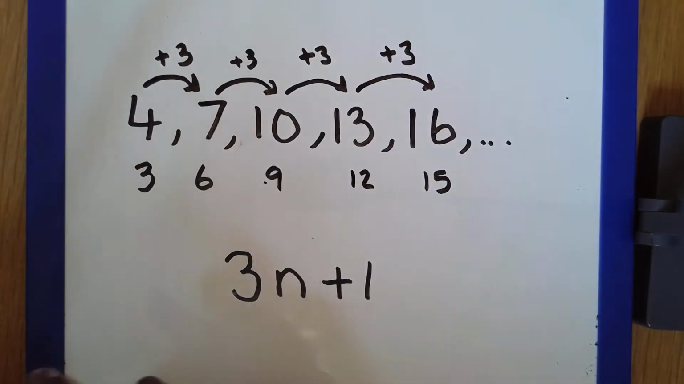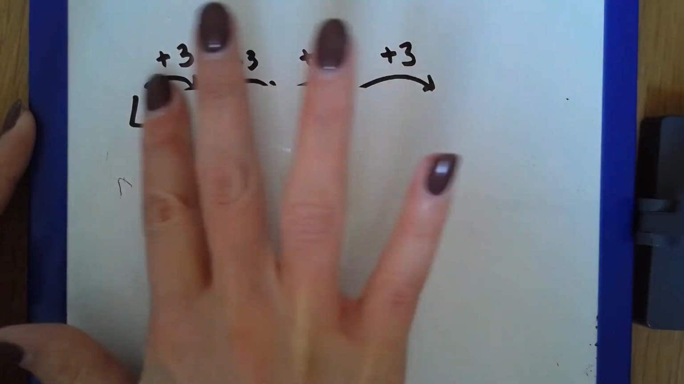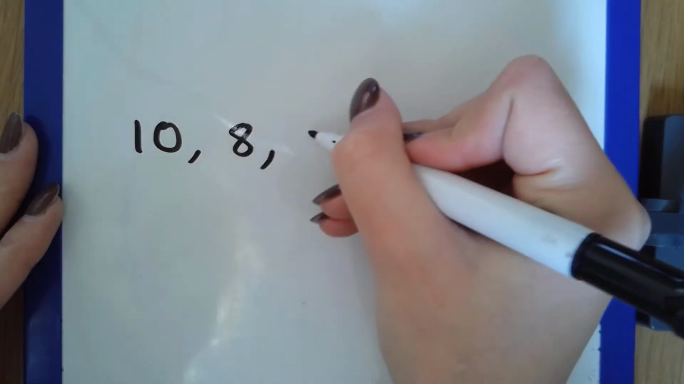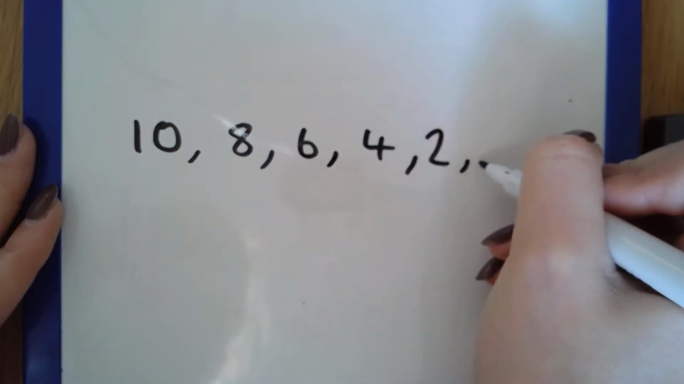So we add 1 to these bottom numbers to get the sequence, so I know I need to add 1. Okay, we'll try a decreasing sequence. You need to add the arrows on so you know where they're coming from. So 10, 8, 6, 4, 2.